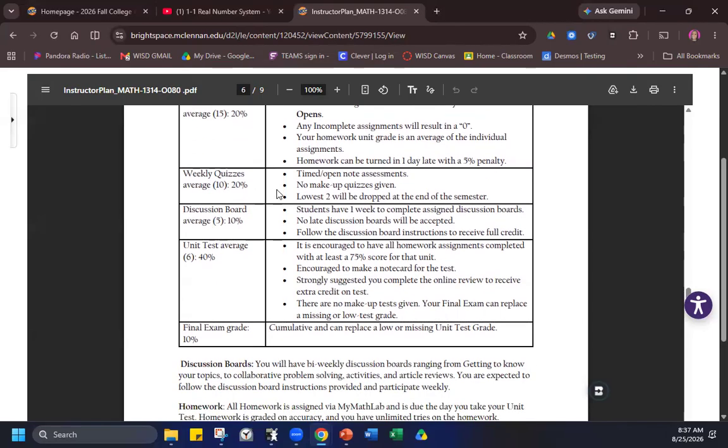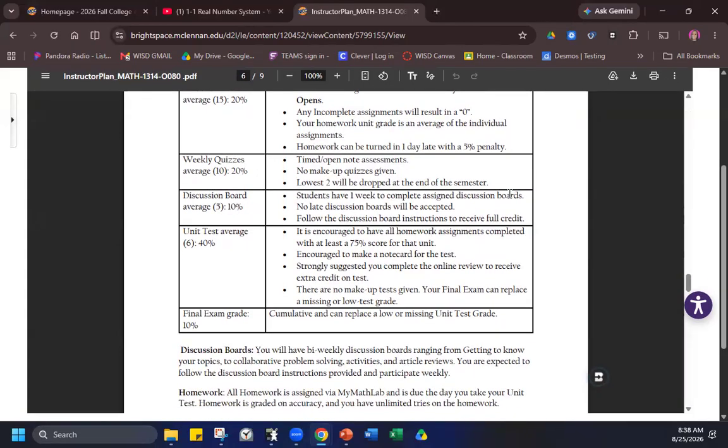Your weekly quizzes are timed open note assessments. There are no makeup quizzes, and your lowest 2 are dropped at the end of the semester. I don't do any drops until the very end, literally right before finals is when all the drops go in. Your discussion board is 10% of your grade. Students have 1 week to complete the assigned discussion boards. No late discussion boards are accepted.